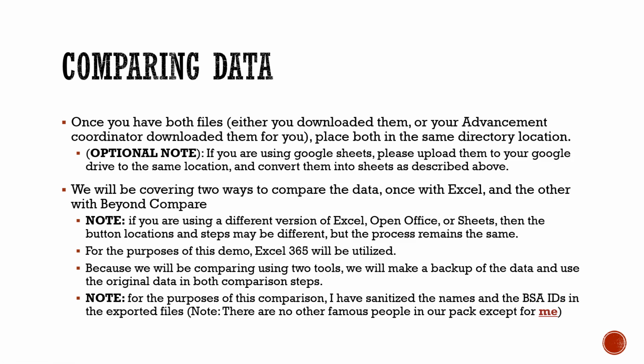So now that you've got the two files, there's a little bit of cleaning up the data that you're going to need to do first. You're going to need to clean up the Internet Advancement and ScoutBook files so that way they're easy to compare. This same cleanup of the files is going to be needed whether you use Excel, OpenOffice, Google Sheets, or the easy way out and use Beyond Compare. So we need to make sure that we clean our files first.